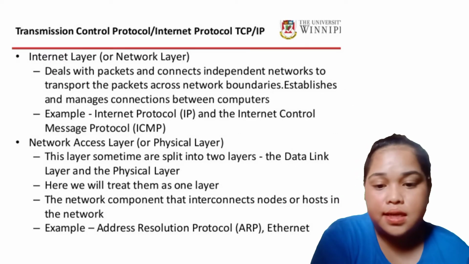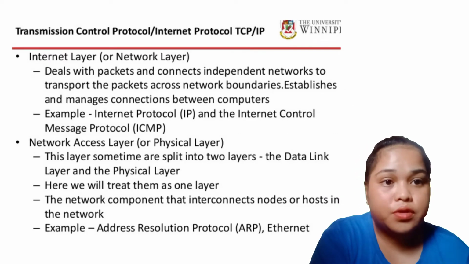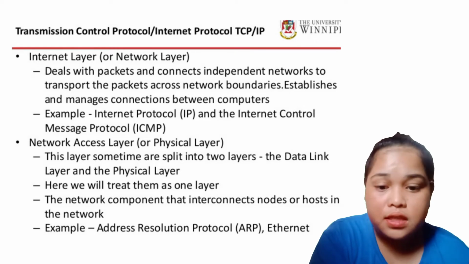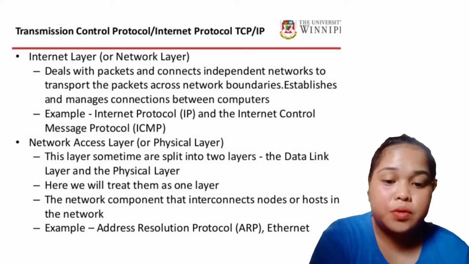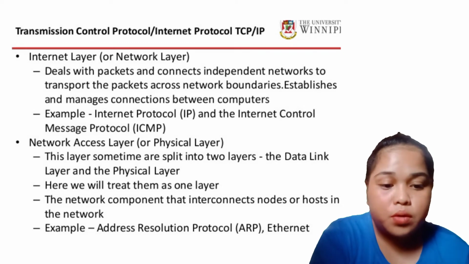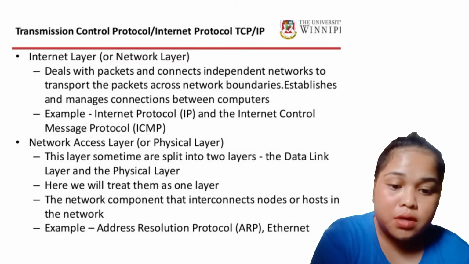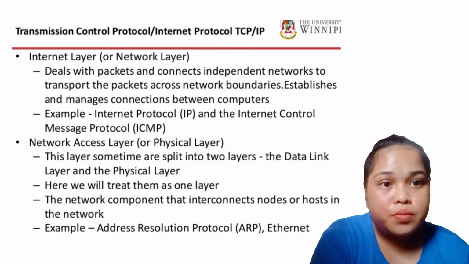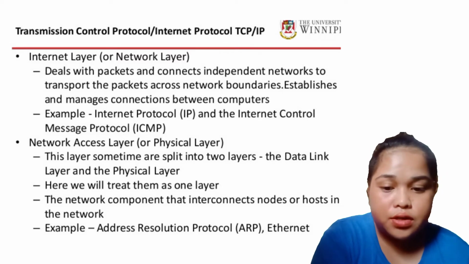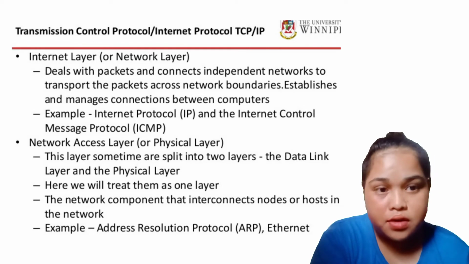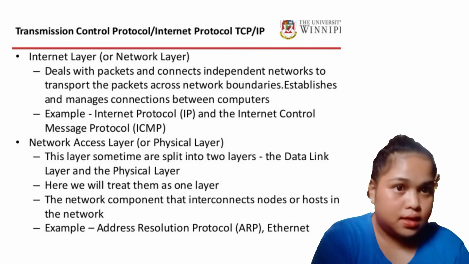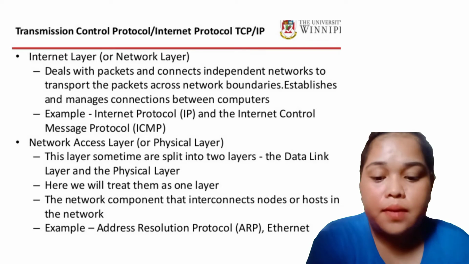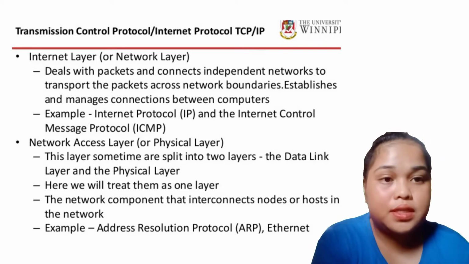The third is the internet layer or network layer, which deals with the packets and connects independent networks to transport the packets across network boundaries. Examples are the Internet Protocol or IP address, and the Internet Control Message Protocol or ICMP. Then the last layer is the network access layer or physical layer.